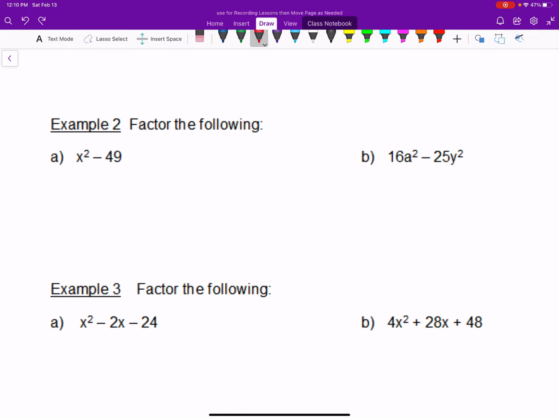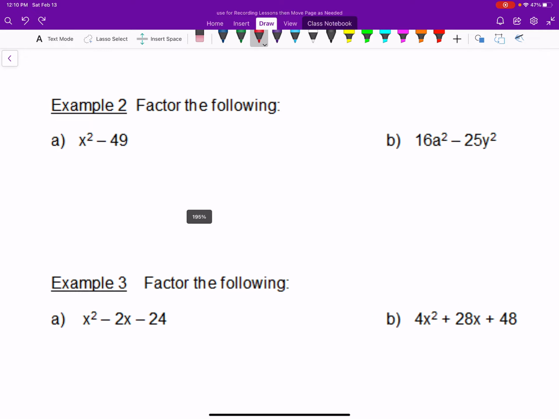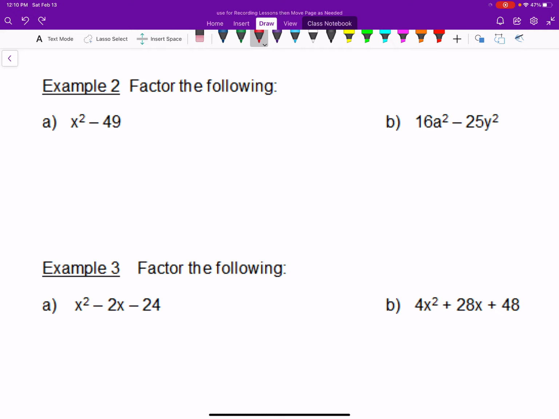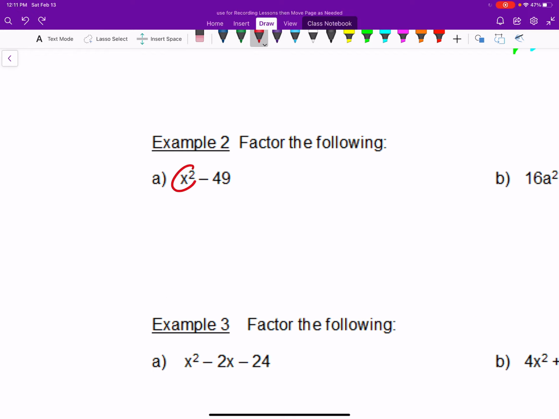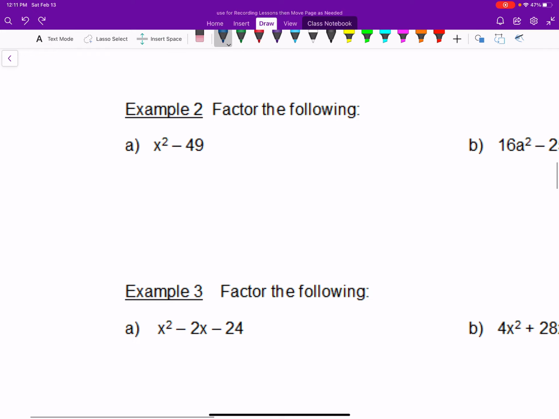For example 2, I recognize it's a quadratic. I think about common factoring, but a quick glance lets me know there's nothing to be common factored in a part. I do check to see if it's a difference of squares. It's definitely, obviously, got a minus sign in between them. X squared is a perfect square, so is 49, square root is 7. So that's the difference of squares, can be quickly factored.